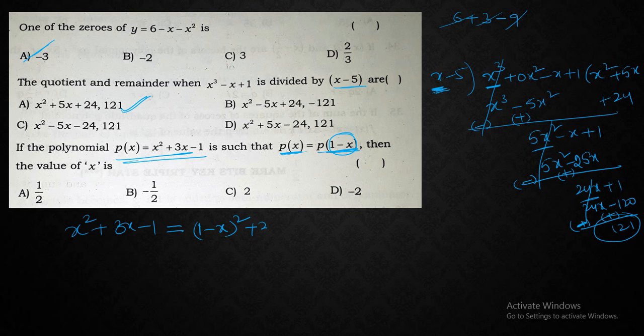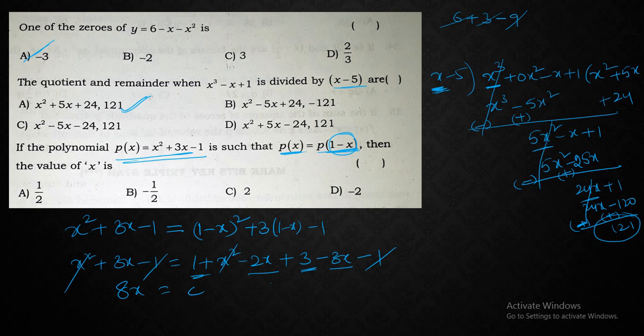So 1 minus x whole square plus 3 times 1 minus x minus 1. Now on simplification, x square plus 3x minus 1 is equal to 1 plus x square minus 2x plus 3 times 1 is 3, 3 times x is minus 3x, minus 1. On both sides, minus 1 I can cancel out, x square also I can cancel out. So minus 2x minus 3x is minus 5x. If I transpose it, it becomes 8x is equal to, here 1 plus 3, 4 remains. So clearly x is equal to 1 by 2. So the answer is 1 by 2.